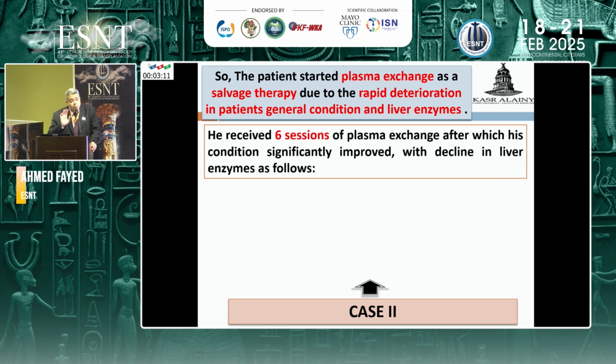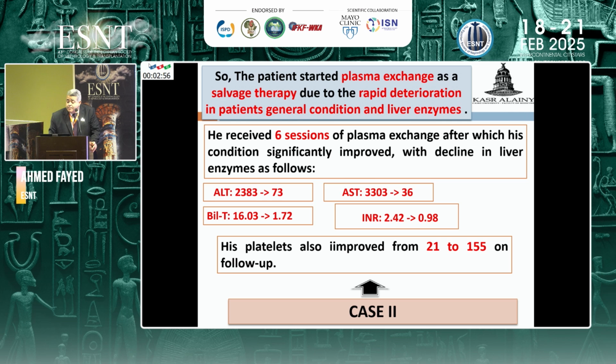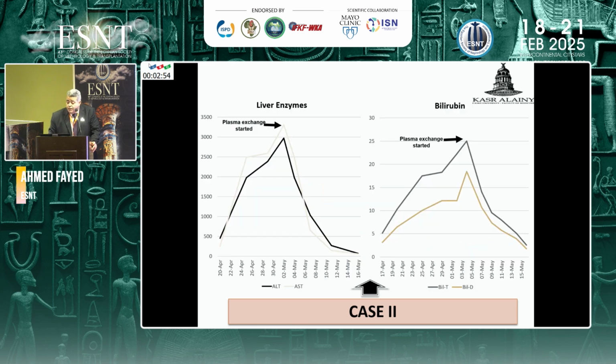And we gave 1 volume plasma exchange with 6 sessions every other day, significantly improving the liver function. Let you imagine the liver function is improved as this, and the bilirubin is improved, INR is improved, and the platelet count is rising to 150.